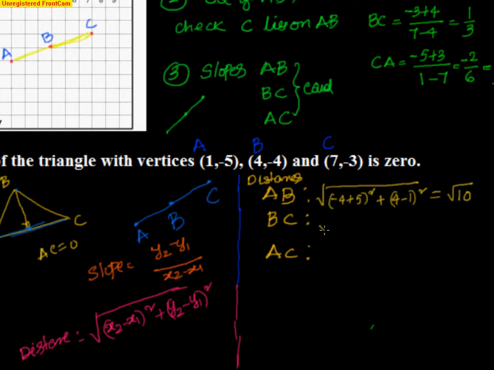Okay. Let's do the BC now. BC, so minus 3 plus 4 whole square plus 7 minus 4 whole square. This also is 9 plus 1, that also becomes root 10.